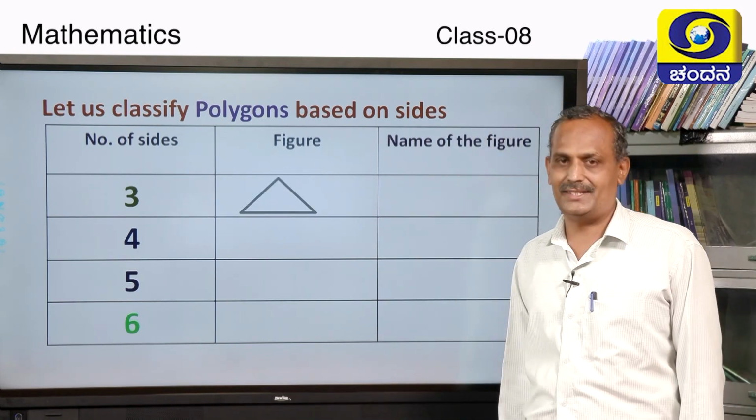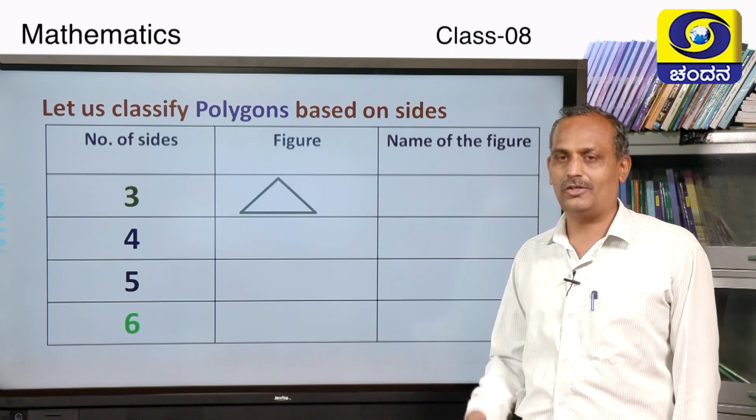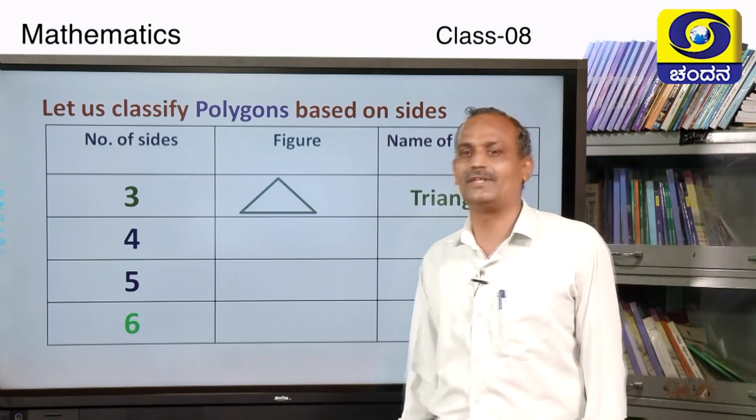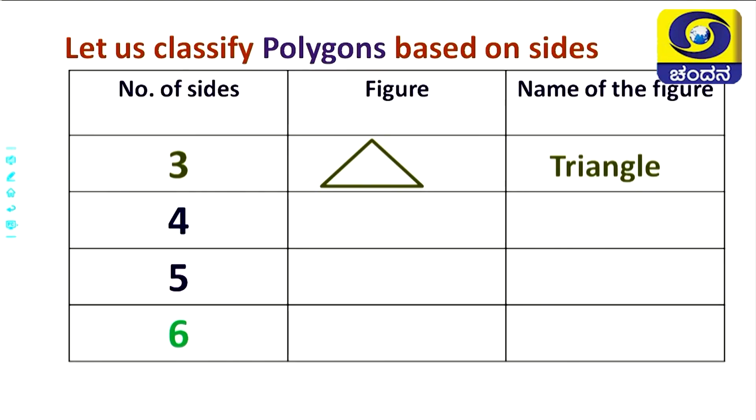There are 3 sides. That figure is a triangle. What do you call this figure? Write the name of the triangle. It is nothing but a triangle itself. Now, if there are 4 sides, draw the figure, draw a rough diagram. Yes, you have drawn properly. Good. What do you call this figure having 4 sides? Yes, you are telling right. It is a quadrilateral. Now, let us move further.